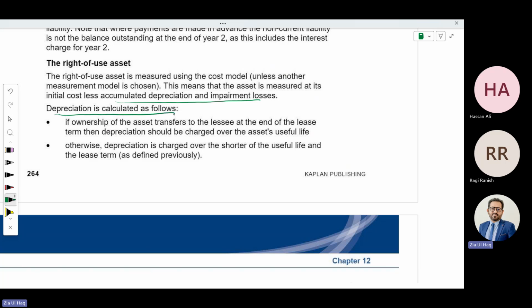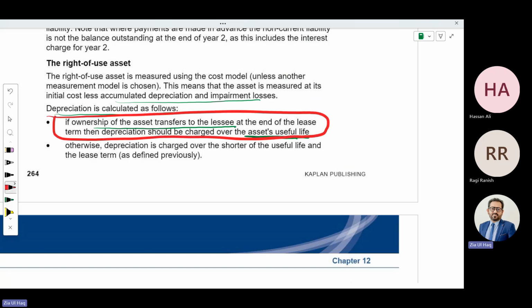How will depreciation be calculated? If the ownership of the asset is transferred to the lessee after the lease time period, at the end of lease term, then depreciation should be charged over the useful life of the asset. We need to calculate depreciation using the useful life of the asset. And this information will be provided in the question, whether the ownership will be transferred to the lessee or not.